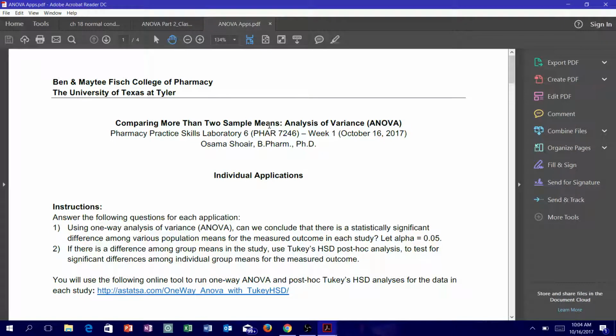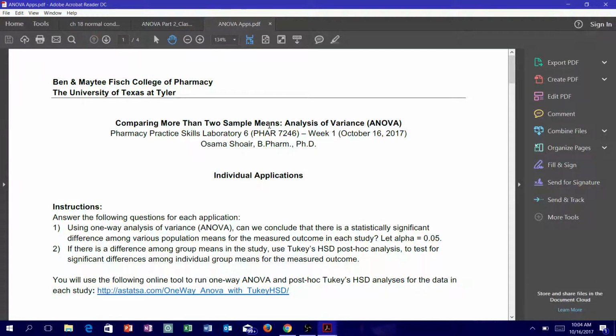There is a difference between the means or the groups. If it's greater than the alpha, which is 0.05, you're going to say there is no difference between the groups, and that's the end of the story. If there's no difference, you're not going to proceed further, right? Because if there is no difference, there is no need to run a post hoc analysis, correct? So you're going to end there.